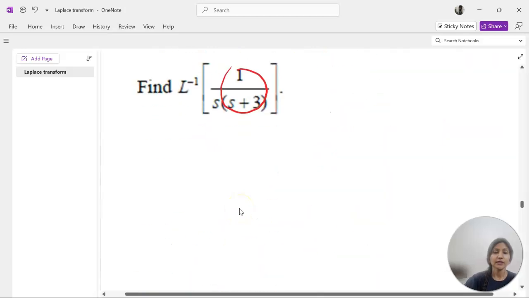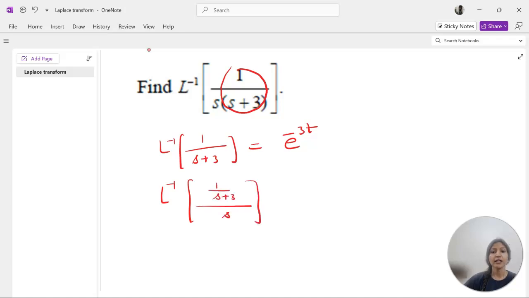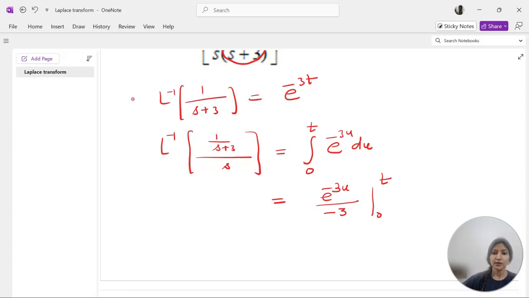Here you can see this one, it is 1 over s plus 3. What is the Laplace inverse of this? It is e to the power minus 3t, and we are interested in finding the Laplace inverse of 1 over s plus 3 upon s. So this is capital F upon s, so this is going to be the integration of f of u du. The small function f is e to the power minus 3u du, and the limits are from 0 to t. The integral of this is e to the power minus 3u upon minus 3, between 0 and t. At t, we get e to the power minus 3t, and at 0, this becomes 1, and upon minus 3. You can simplify: 1 minus e to the power minus 3t upon 3 is the final answer.